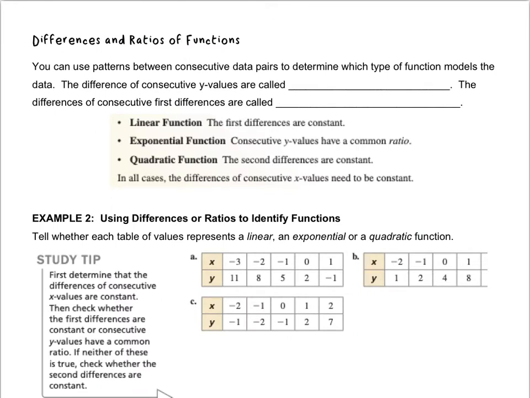Another thing that you can do, rather than just graphing the points, because that can be time consuming, is use patterns between consecutive numbers in the table. Now, we didn't call it this, but the difference of consecutive y values are called first differences. And the difference of those differences is called second differences. And then you say to yourself, why do I care?